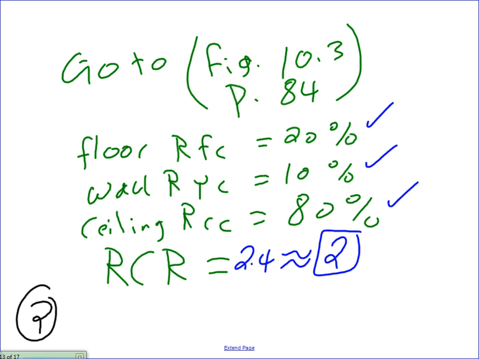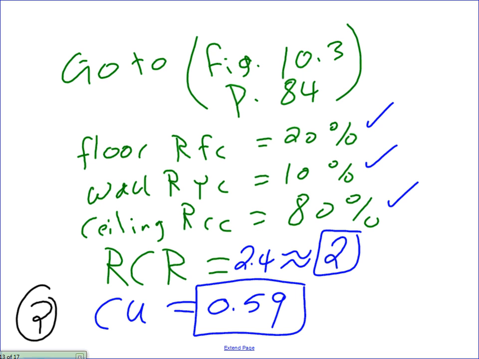Can you cross-reference 2 with number 10? What was that? 0.59. Everybody got that? Done. Then my coefficient of utilization is 0.59. Does anybody want me to walk you through how to find the coefficient of utilization? Coefficient of utilization is 0.59. If you found the coefficient of utilization, we're done. Any questions about this? How to use?